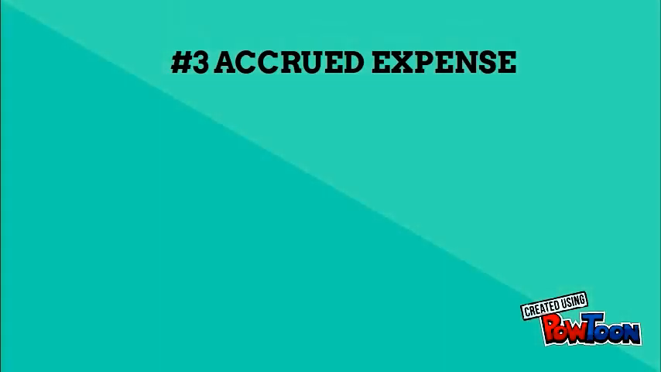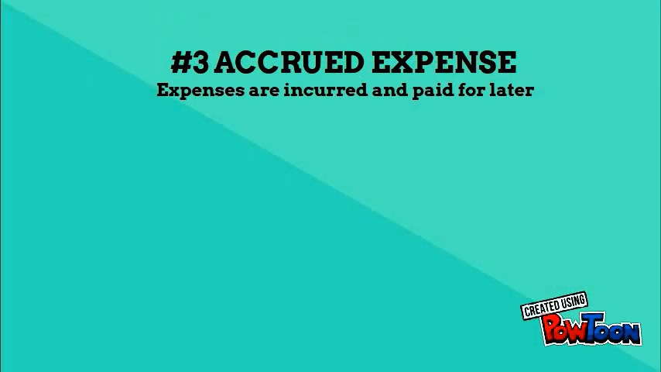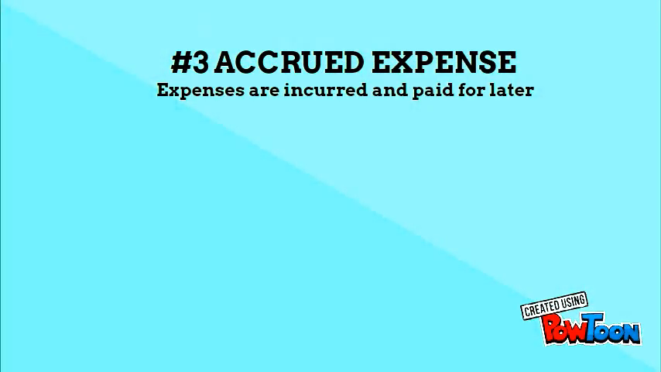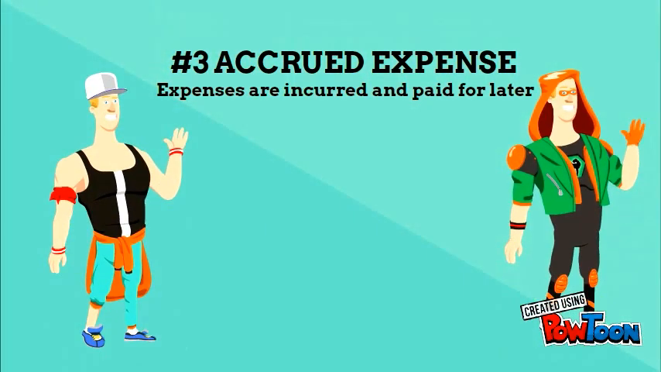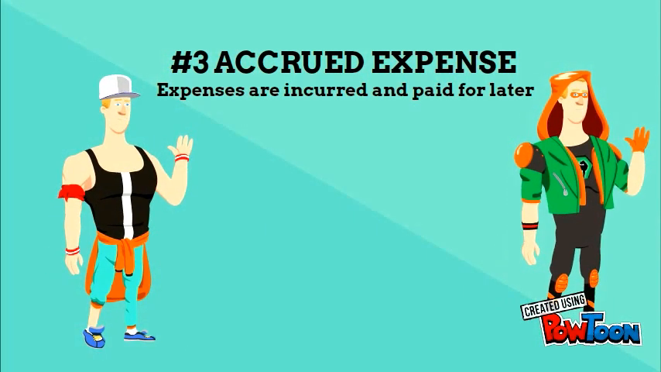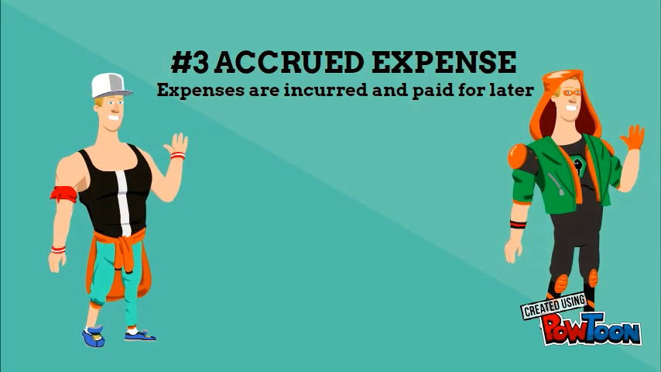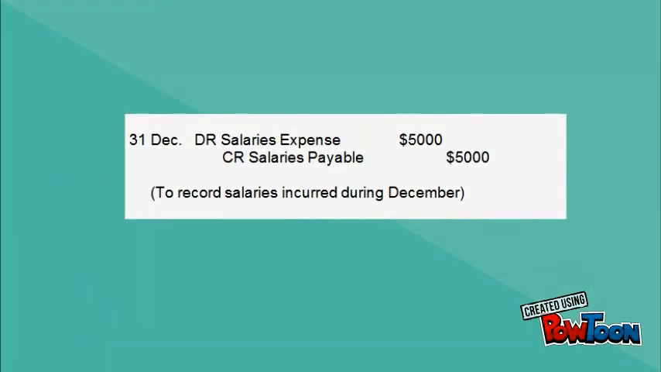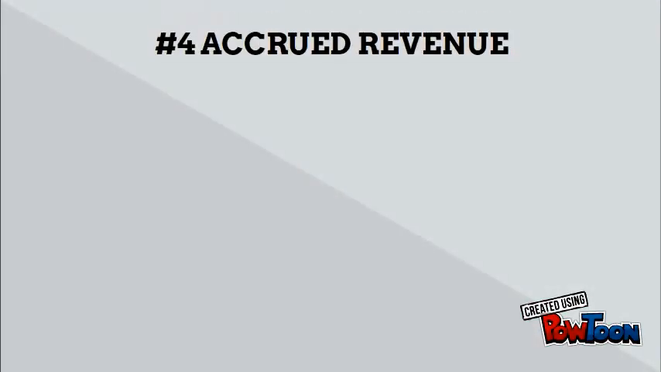Number three, accrued expenses. This is when expenses are incurred and paid for later. A common occurrence of this is with salaries expense. For example, although the band's road crew work 3 nights every week for the duration of the tour, due to the nature of the business, they are paid in full at the end of February once the tour has ended. On the 31st of December, the adjusting entry is made to transfer the $5,000 wages for the month from salaries payable to salaries expense.